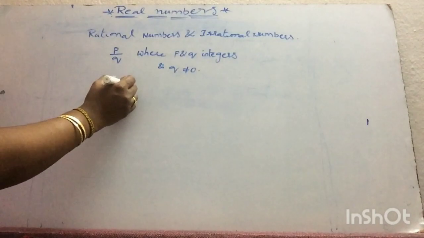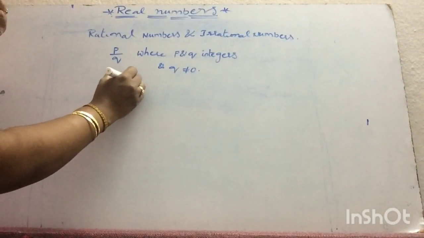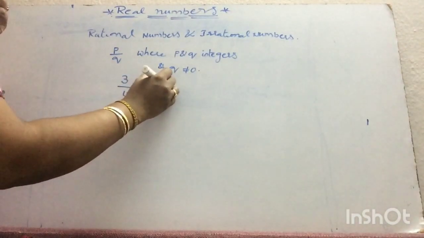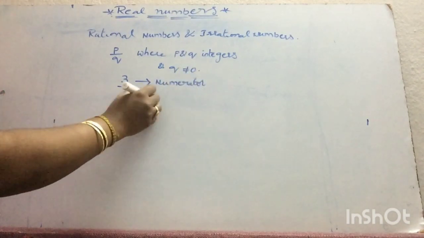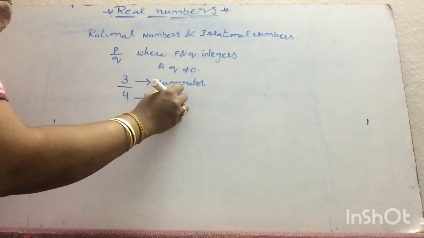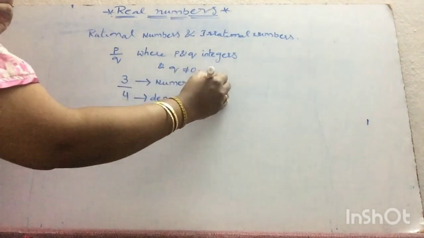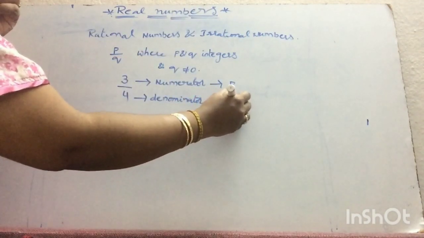All of you know about fractions. Suppose I take 3 by 4. Here 3 is the numerator and 4 is the denominator. And here p is the numerator and q is the denominator.